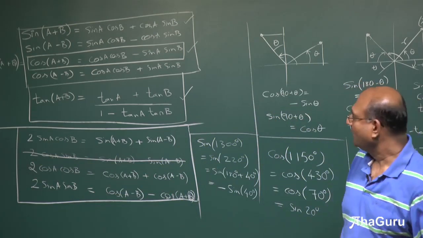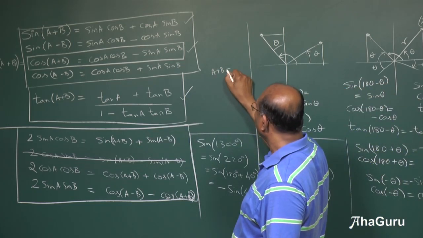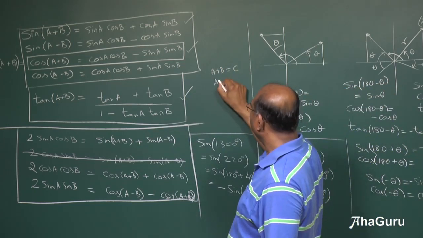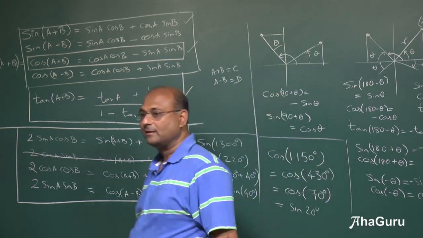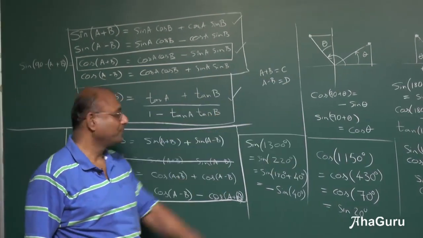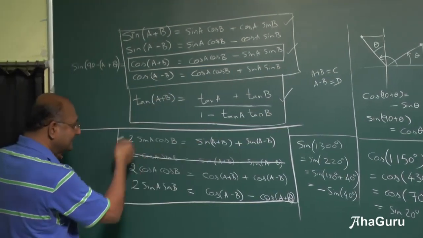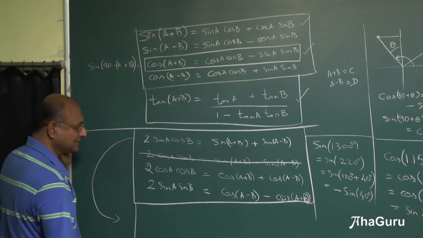Very good. So if A plus B is equal to C and A minus B is equal to D, what is A? It is C plus D by 2. So that means this formula just simply becomes, so I will write the formulas down here.